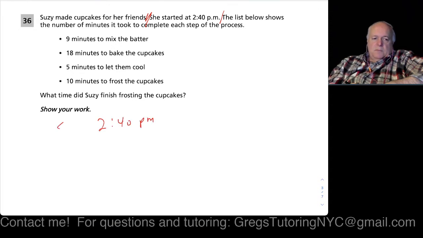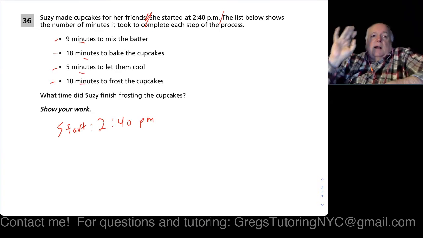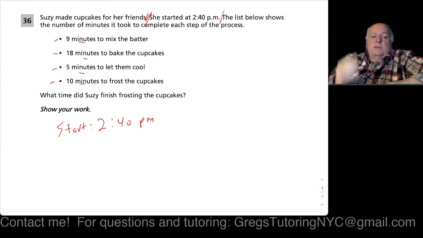Start. And if you notice, I'm writing down my givens. The list below, what list? This list here, 1, 2, 3, 4 things, shows the number of minutes it took to complete each step. So that's in minutes, that's in minutes, that's in minutes, that's in minutes. So far, everything is in the same units. Everything's minutes. Okay? What time did Susie finish frosting the cupcakes?